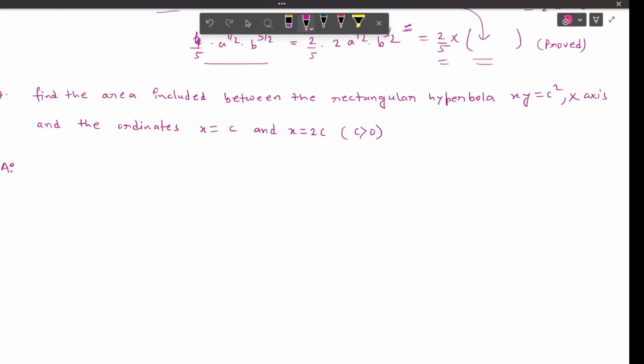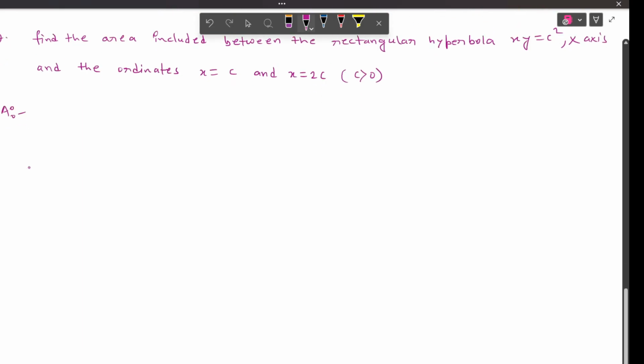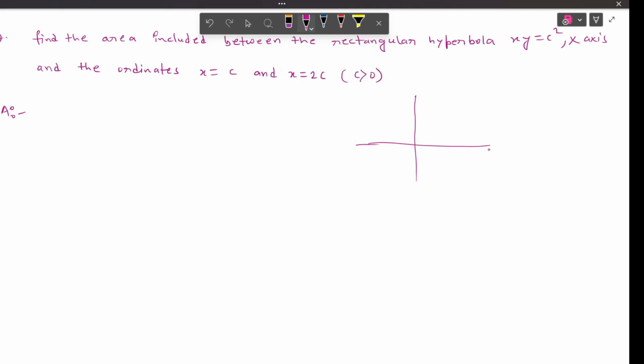Now we know that a rectangular hyperbola looks something like this. This is your rectangular hyperbola.